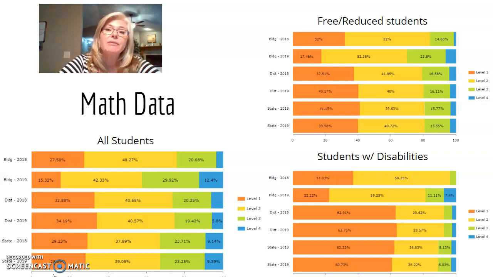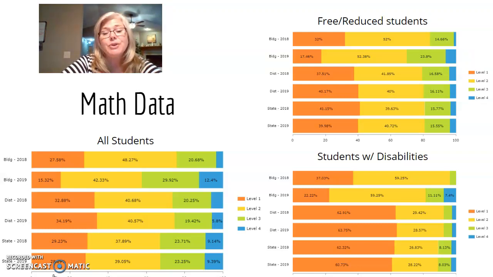We had 32% of our kids in 2018 on level 1. We had 17% the next year, a big increase. But even look at the district and the state. Look how many of our kids coming from free and reduced lunch homes are not faring very well. Go down even lower.